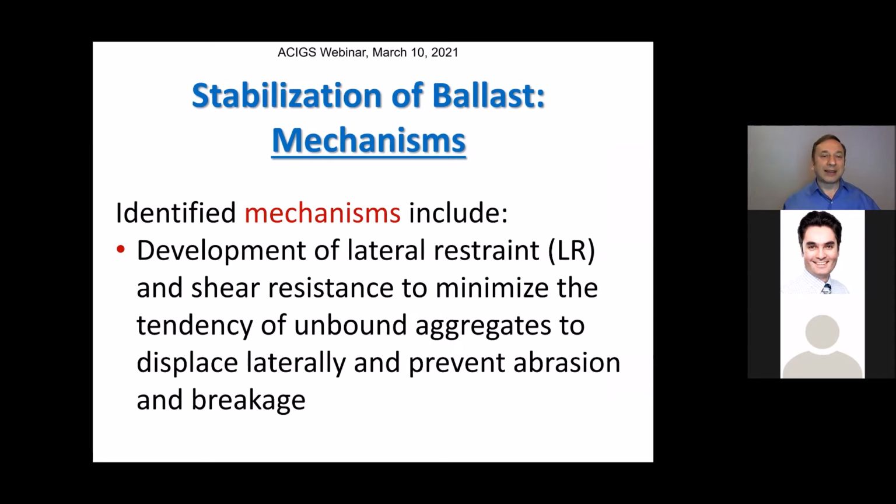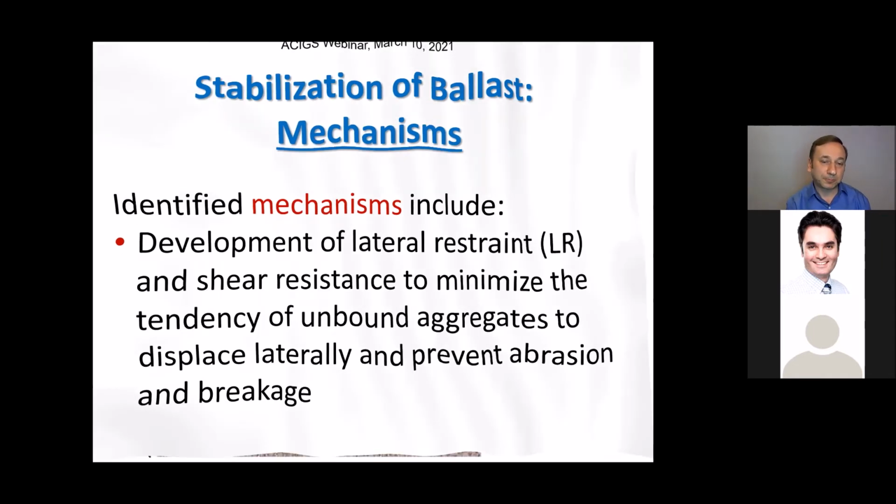Basically, out of the 3 established mechanisms associated with granular materials and geogrids or geosynthetics in general for reinforcement and stabilization, the most relevant one is, as we know, called lateral restraint. That is, you're basically minimizing the tendency of those unbound aggregate particles to move and displace laterally. And by doing that, you're minimizing their movement under the applied dynamic loading, and as such, they break down much less, right? So it's a win-win scenario for extending the life of your ballast.